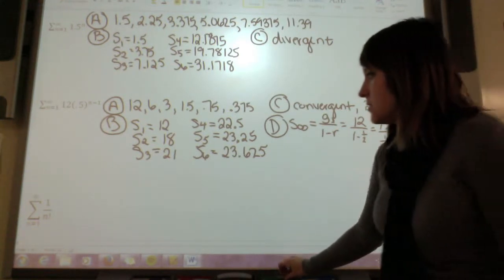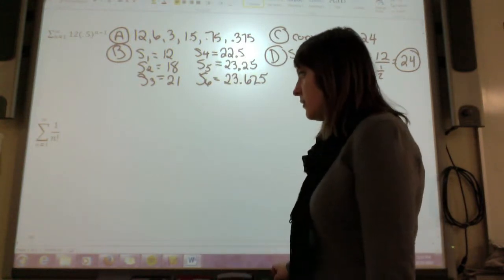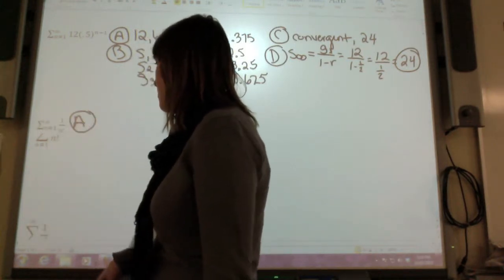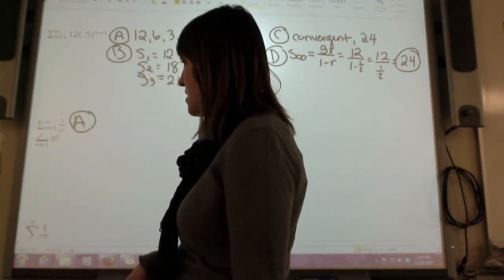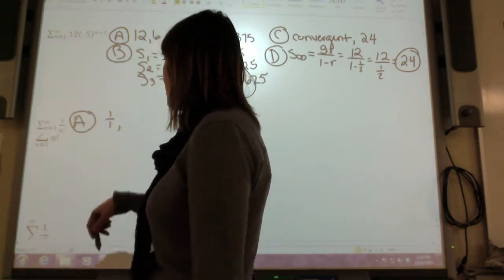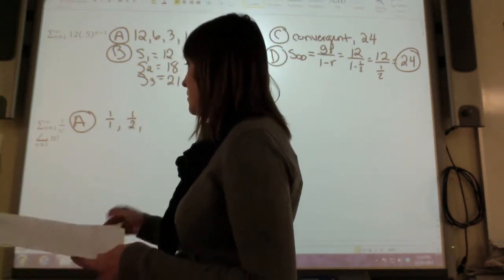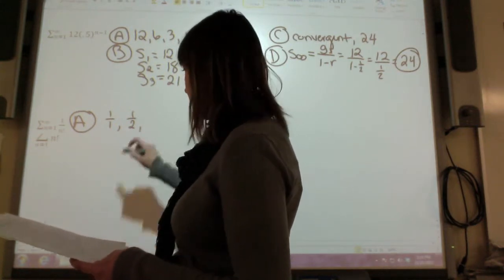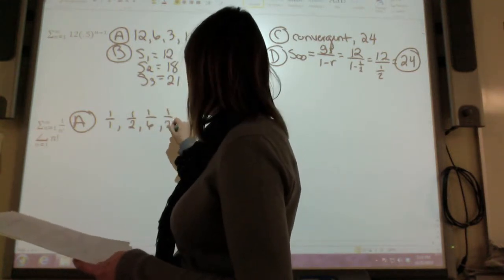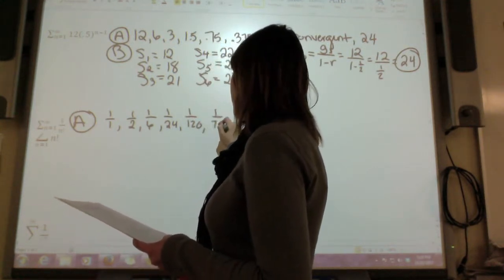Okay, now I can move on to this next one. So this next one, I have an infinite sum of 1 over n factorial. So for my first term, my first term is going to be 1 over 1 factorial, which would be 1 over 1. My second term is 1 over 2 factorial, which is 1 over 2. My third term is 1 over 3 factorial, which is 1 over 6. Okay, then I've got 1 over 24, 1 over 120, and 1 over 720.